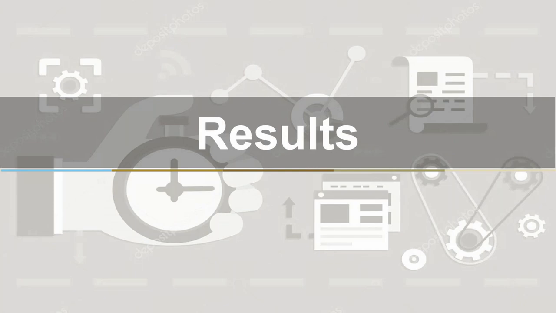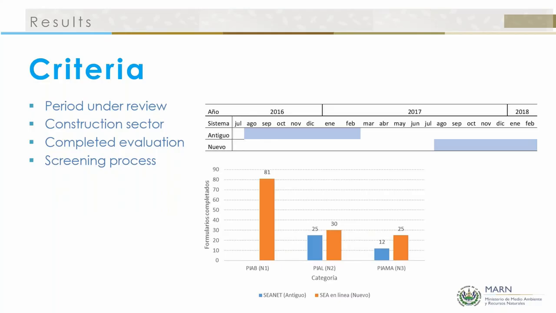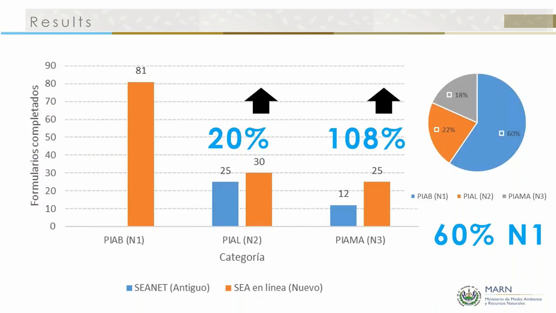Okay, the results. For these 7 months, we compared the old system with the new one. And we used around these four criteria. The period under review was the same period, which means 7 months for both of them. We used the construction sector to undertake this evaluation, and only the complete evaluation and the screening process. And as you can see in the next slide, with the old process compared to the new one, in the new one we increased by at least 20% the number of complete applications, which is really good for this very first stage of the new system.